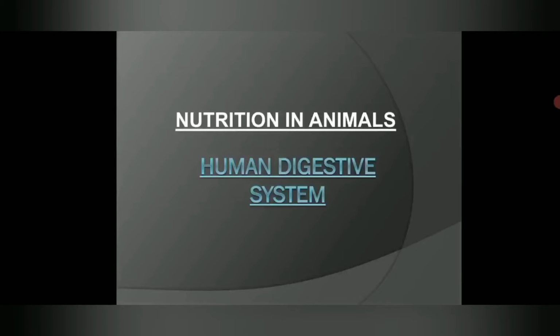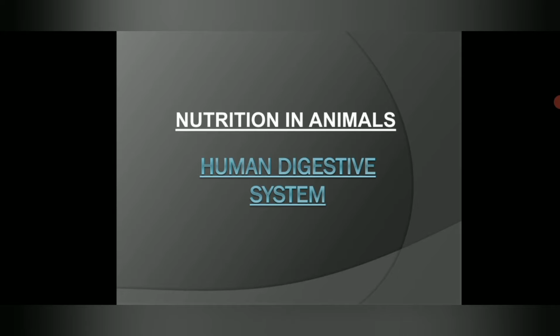Dear students, we are studying the chapter Nutrition in Animals. In this chapter we are learning about the human digestive system, the various parts of the human digestive system. In this, the first one is the mouth or buccal cavity. In our previous video we have already completed the salivary glands, right? So today we are going to learn about teeth, human teeth.